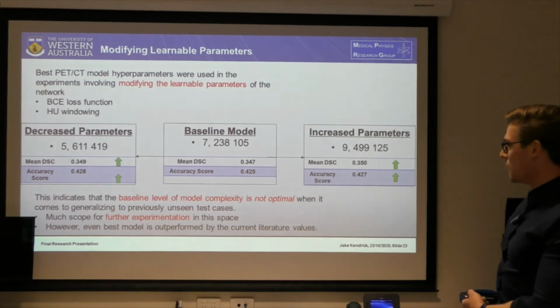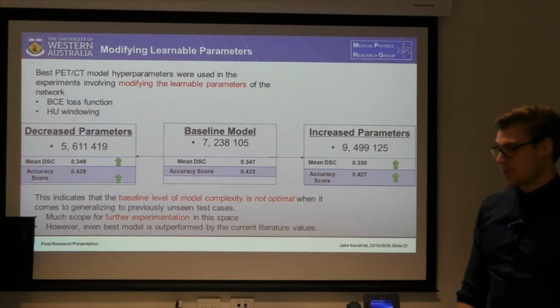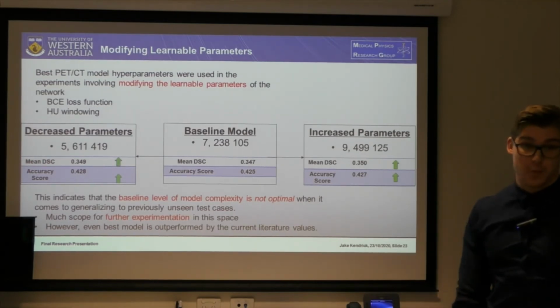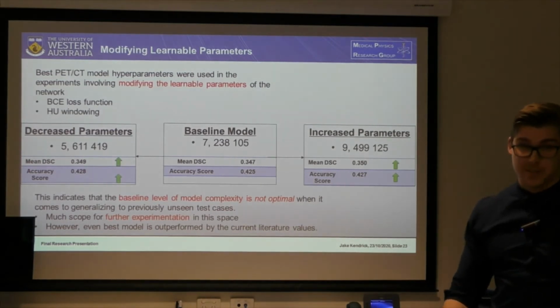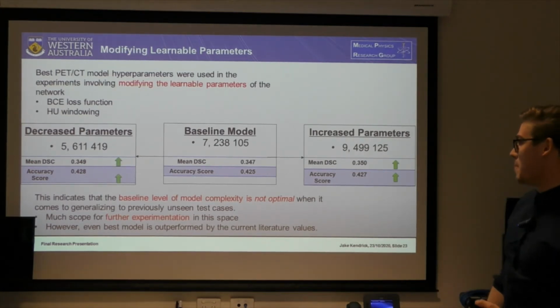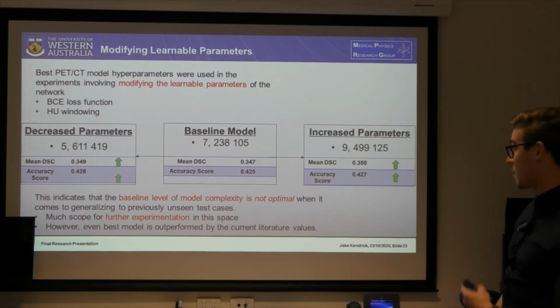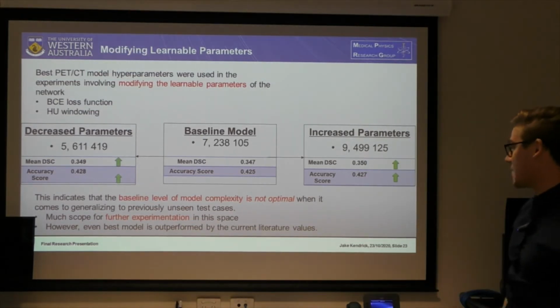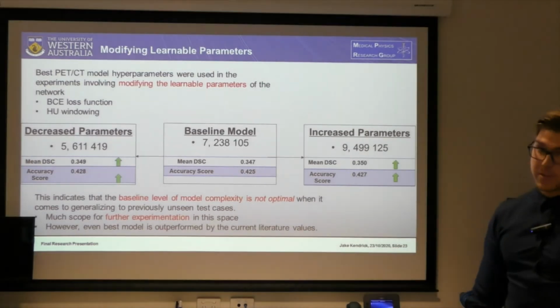So there's much scope for further experimentation in this respect. We were basically only limited through time. Each one of these models takes a week to 2 weeks to train. So we got through as many as we could, but it seems that modifying the number of learnable parameters in the network is a fertile path to explore in terms of improving these results.